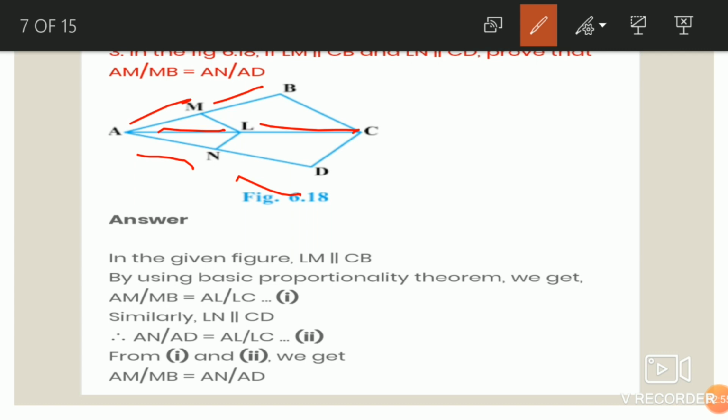Now if we compare both the equations, AL by LC is common in both the equations. Therefore their left hand sides will be equal. So comparing both, we can say AM by MB is equal to AN by AD.